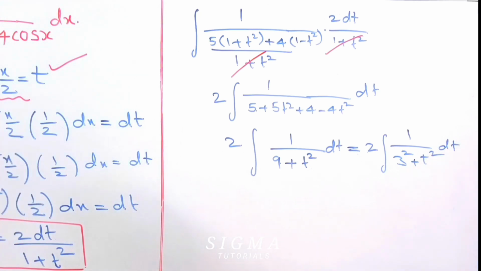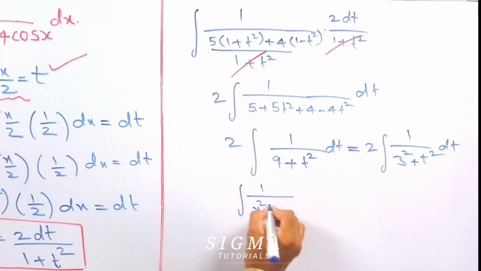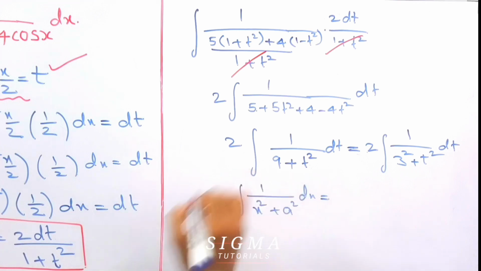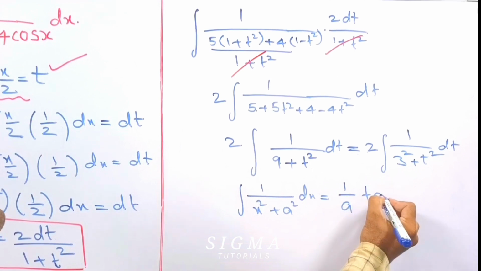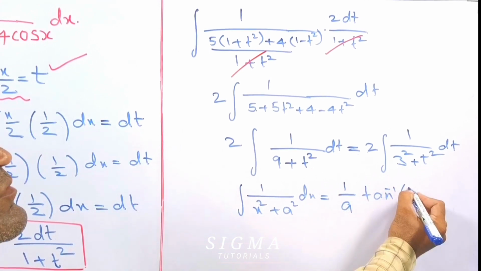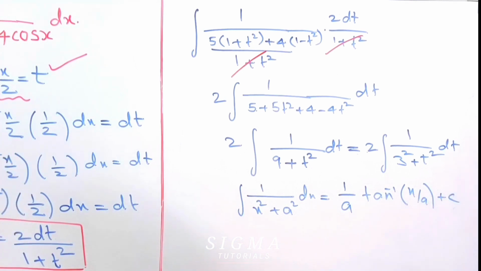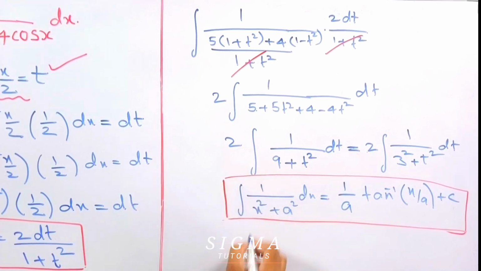We have a formula: integration of 1 upon x square plus a square dx equals 1 by a tan inverse of x by a plus integral constant. Let us put this in the box. Now based on this formula we can simplify.